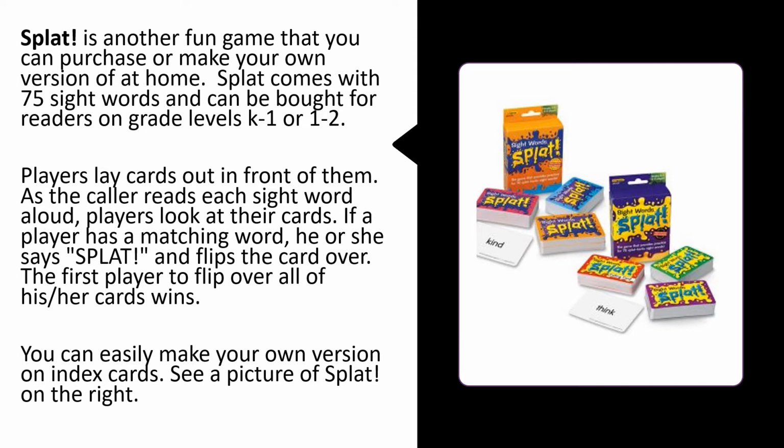Splat is another fun game that you can purchase or make your own version of at home. Splat comes with 75 sight words and can be bought for readers on grade level K-1 or 1-2. Players lay cards out in front of them. As the caller reads each sight word aloud, players look at their cards. If a player has a matching word, he or she says splat and flips the card over. The first player to flip over all of his or her cards wins. You can easily make your own version on index cards. See a picture of Splat on the right.